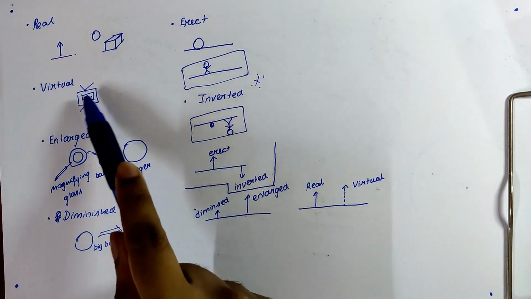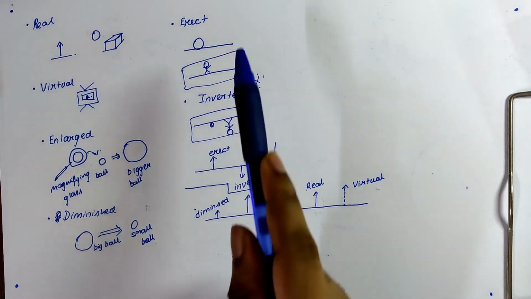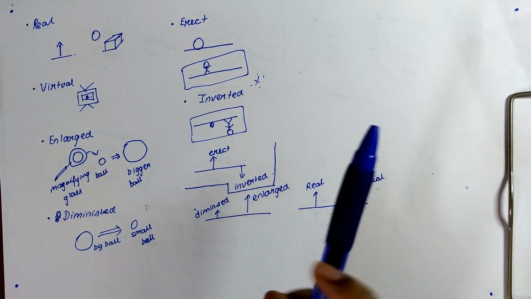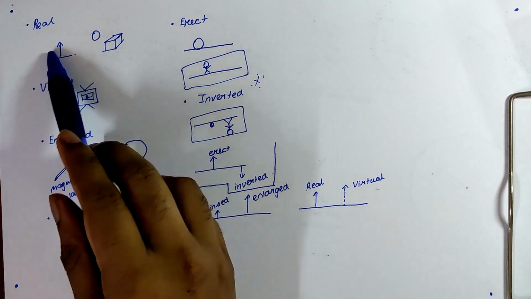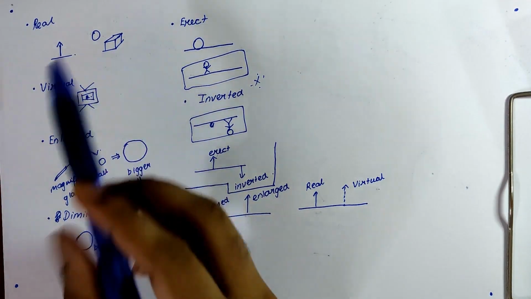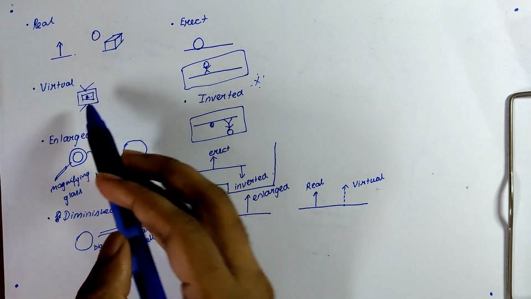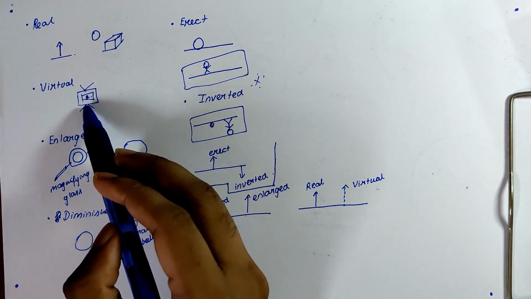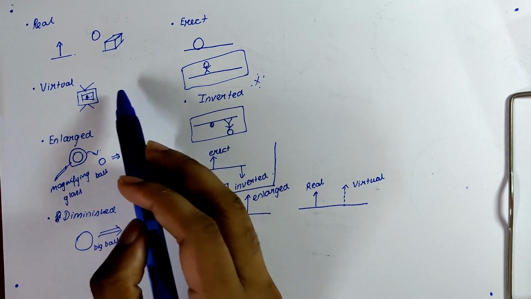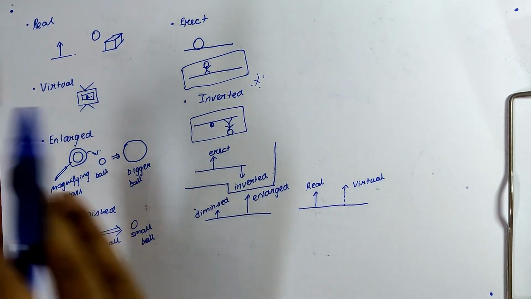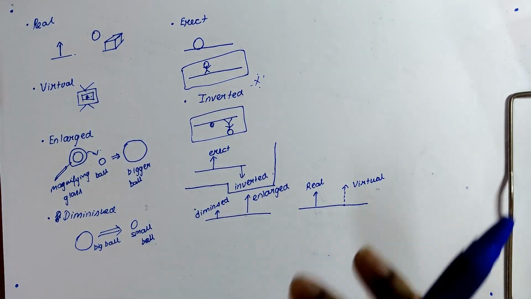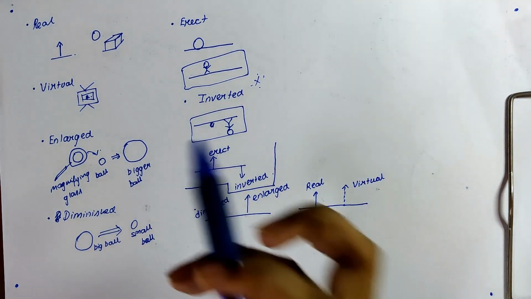We have real, virtual, enlarged, diminished, erect, inverted. I'll go over this once again. Real are every object that you see in your daily life. It's a real object. Virtual is like the man behind the TV. All the images that are going across your TV are all virtual. They don't exist, but you are able to see them. That's virtual.